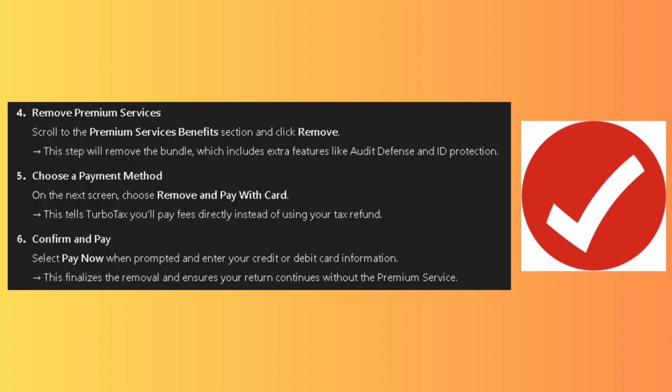Choose a payment method. On the next screen, choose remove, pay with card. Tell TurboTax you'll pay fees directly instead of using your tax refund. Confirm and pay. Select pay now when prompted and enter your credit or debit card information. This will finalize the removal and ensure your return continues without the premium services.